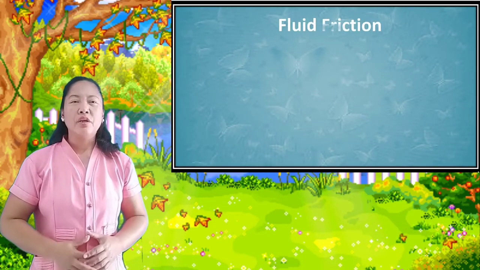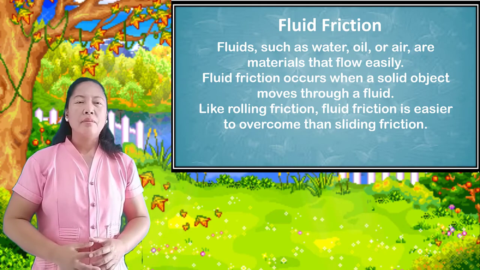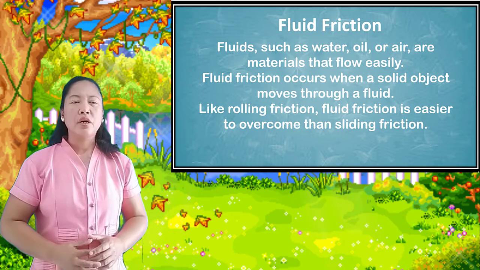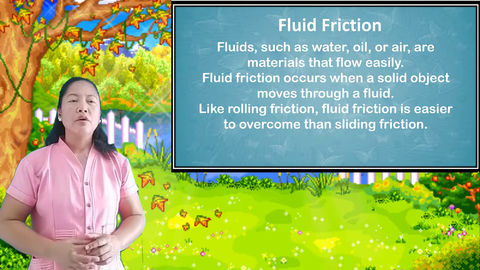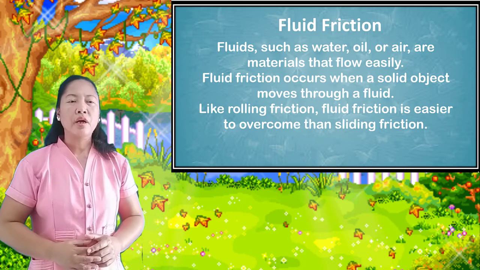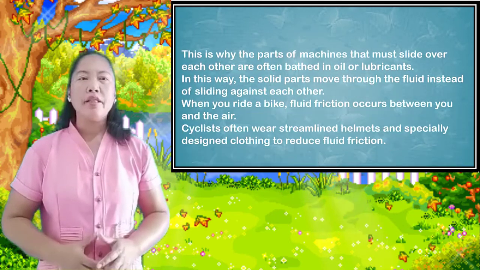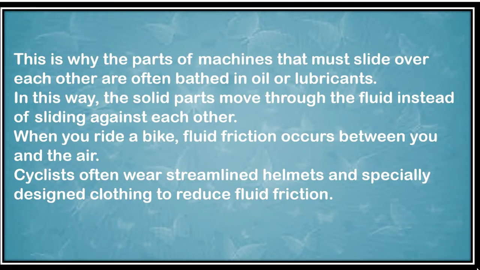Fluid friction. Fluids such as water, oil, or air are materials that flow easily. Fluid friction occurs when a solid object moves through a fluid. Like rolling friction, fluid friction is easier to overcome than sliding friction. This is why the parts of a machine that must slide over each other are often bathed in oil or lubricants. In this way, the solid parts move through the fluid instead of sliding against each other.